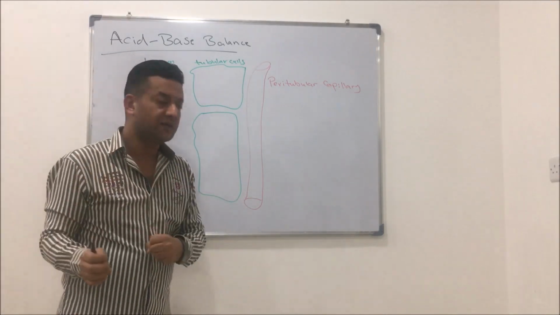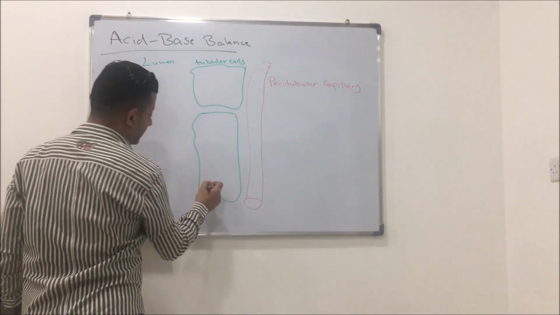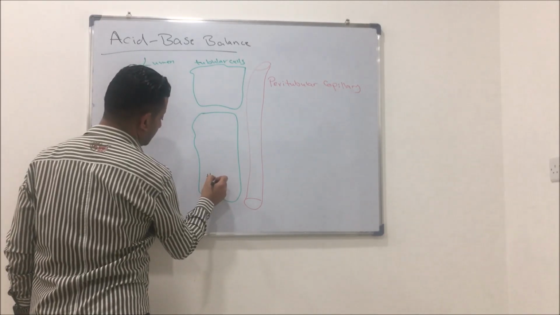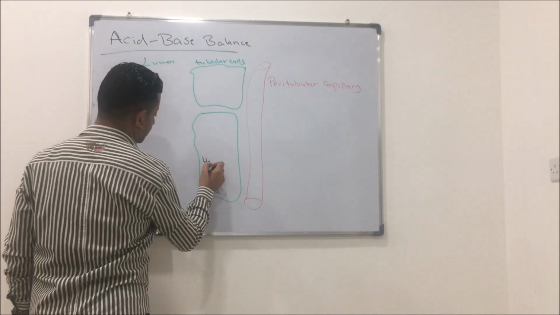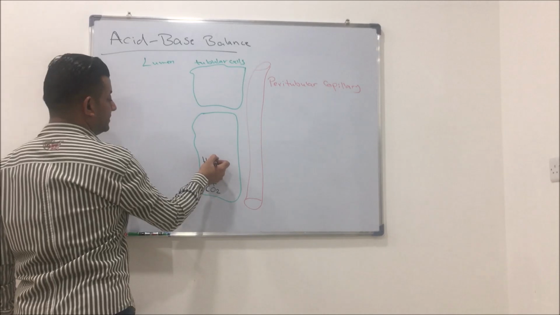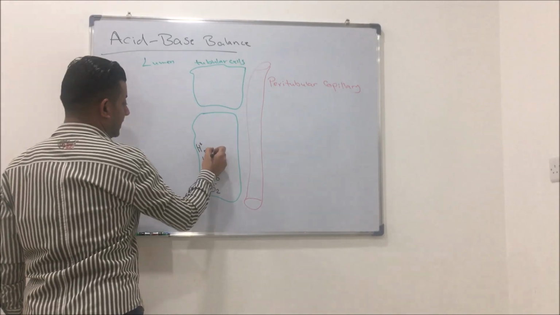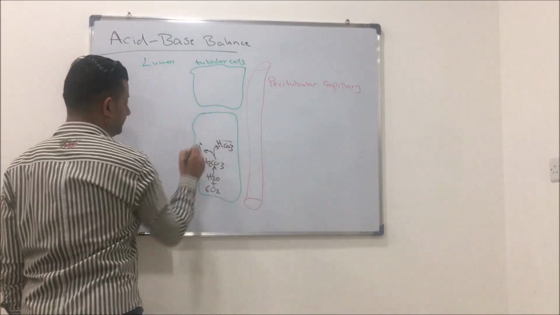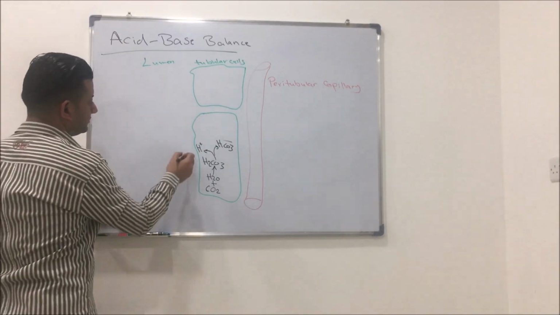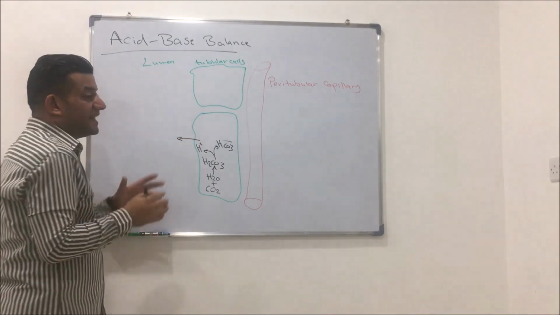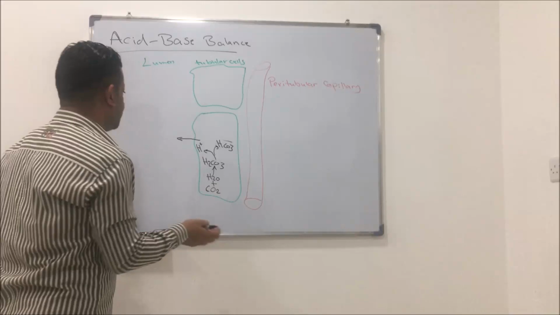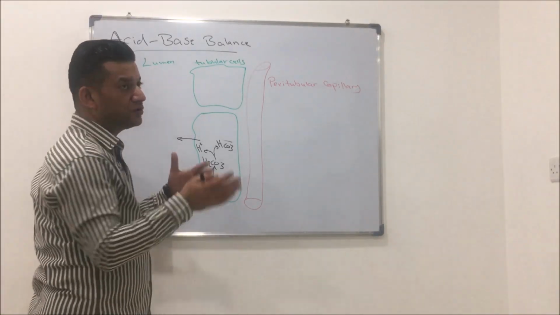always generate new bicarbonate by this reaction. CO2 plus H2O will yield or result in H2CO3, and H2CO3 will be dissociated into H ion and bicarbonate. This H ion will be excreted to the lumen. It is either excreted by hydrogen pump, a specific pump, or in exchange with potassium, for example, or in exchange with sodium.